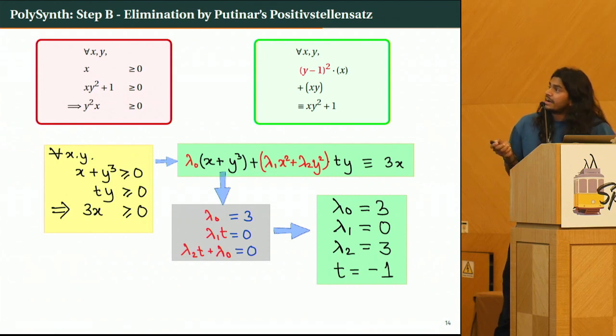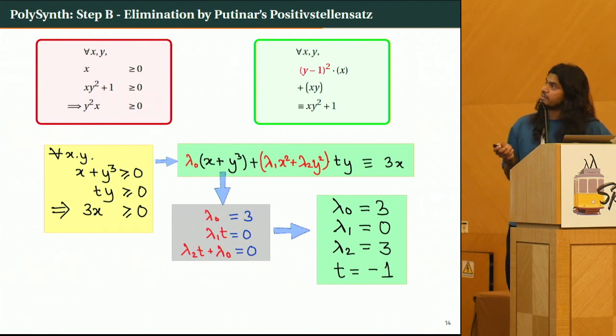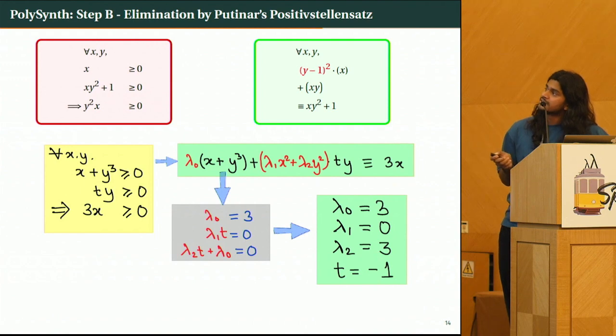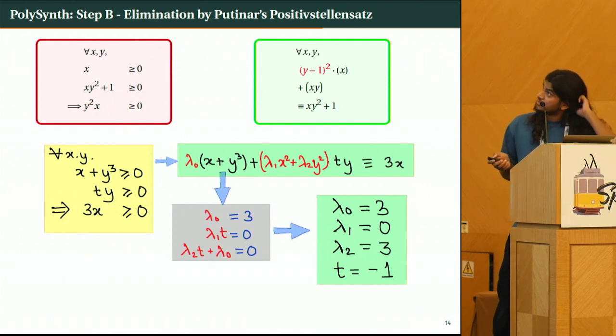So I will write some sum of squares here, and then some sum of squares here. Every positive number is a square in itself, so that's fine. If I can write 3x as this combination, then this is a certificate that this constraint is valid. I can reduce this again by comparing the coefficients on both sides, and it becomes a QF NIA problem. Then when I solve it, I get some values, and I can put them back and check that it's indeed correct.